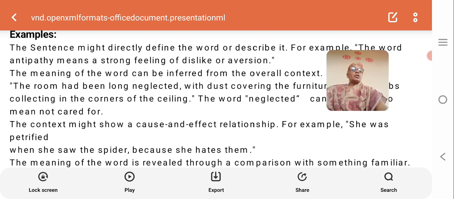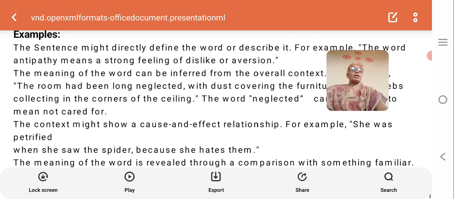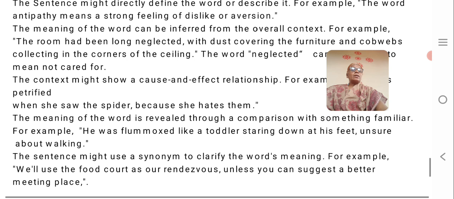Sometimes the context might show a cause and effect relationship. For example, she was petrified when she saw the spider because she hates them. The difficult word is petrified. She is petrified because she hates the spider. So, petrified has to do with something which we hate.